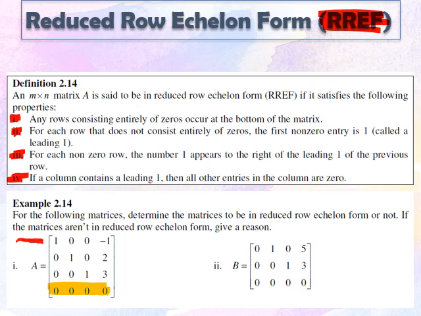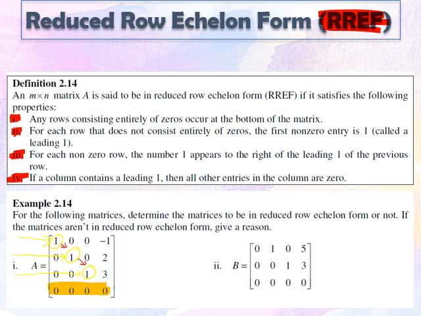Okay, row 1, we see number 1 first. So this is the leading 1. And then row 2, we see number 1 first. Row 3, yes, we see number 1. So condition number 2 is satisfied. And then condition number 3, we can see that the leading 1 of the next row appears to the right of the previous row, right? So okay.